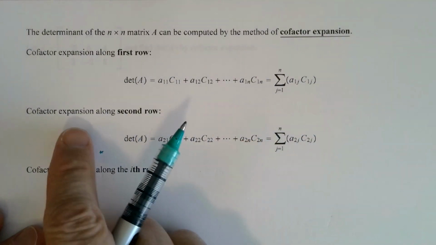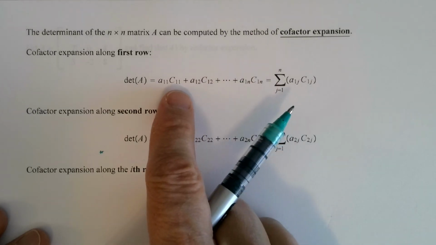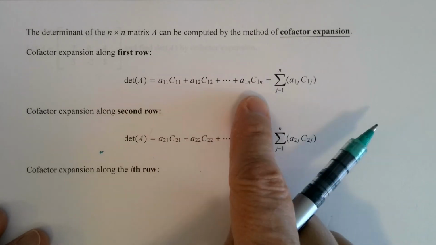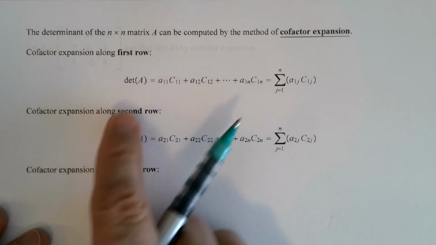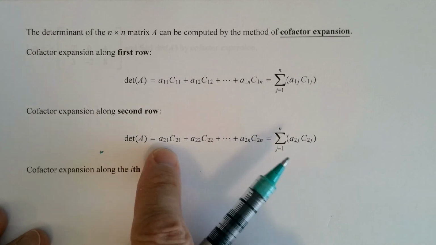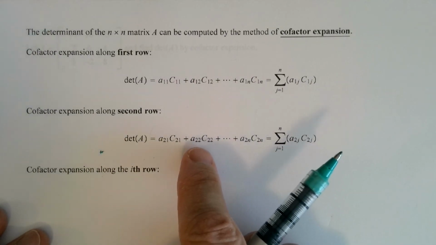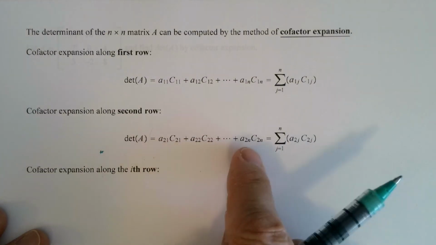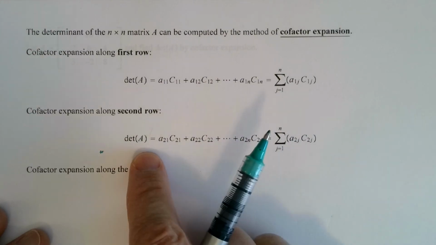Now, here's the thing that's interesting. When you multiply those entries by their cofactors and add them all up along the first row, you get the determinant of that matrix. But you will also get it along any row if you do the cofactor expansion. If I go to the second row, take the first entry in the second row times its cofactor, the second entry in the second row times its cofactor, all the way to the last entry in the second row times its cofactor, and add them all up, you get the same number.